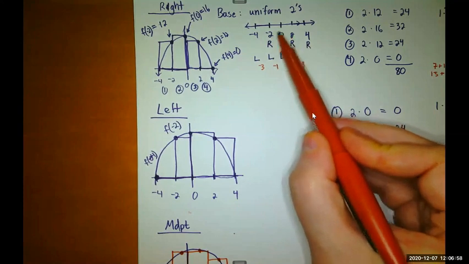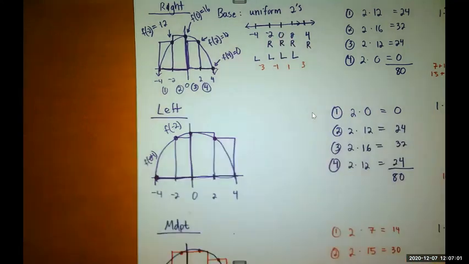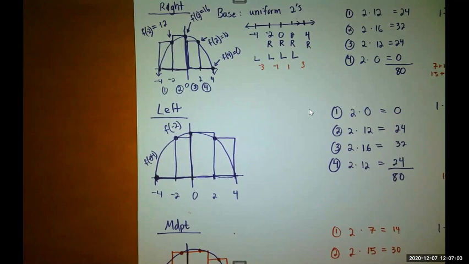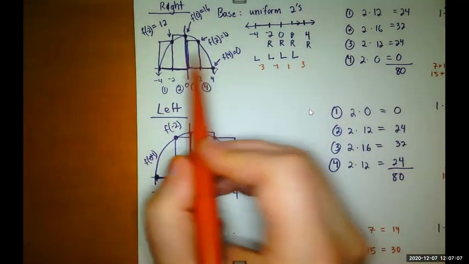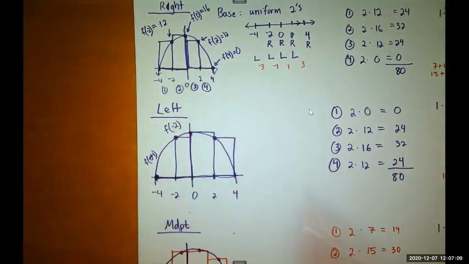From negative 2 to 0, the rightmost value is 0. From 0 to 2, the rightmost value is 2. And from 2 to 4, the rightmost value is 4. And then those 4 rectangles are drawn that way.